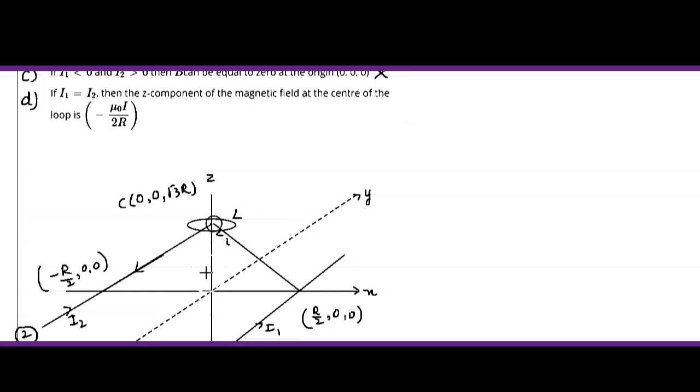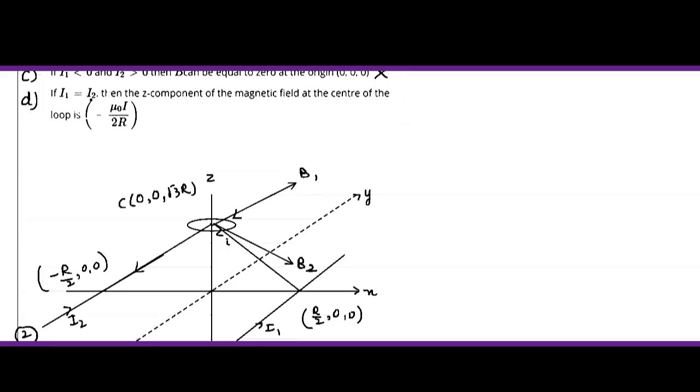Now the magnetic field due to this wire, because the current is going in this direction, is perpendicular to the line joining the wire, so it would be in this direction. Like this, it is perpendicular to the wire. Similarly, the magnetic field due to this wire would be perpendicular to the wire in this direction. So we say that this is our B2 and this is our B1.